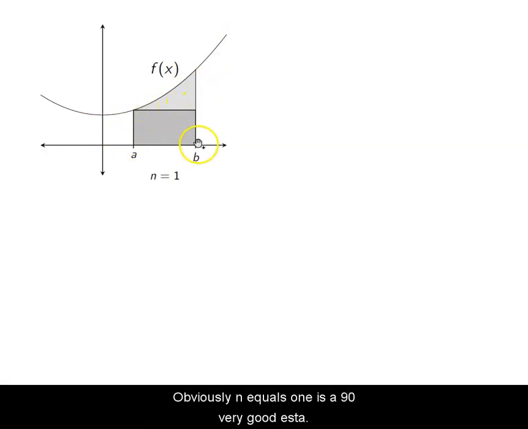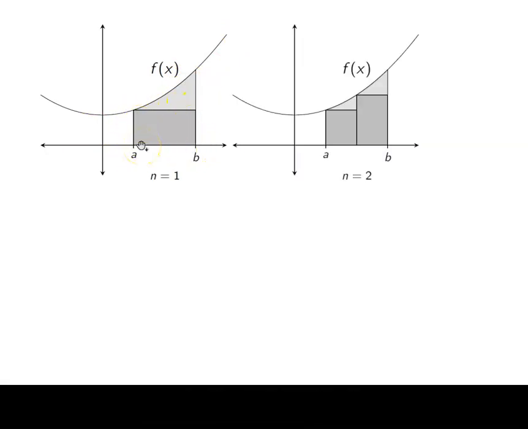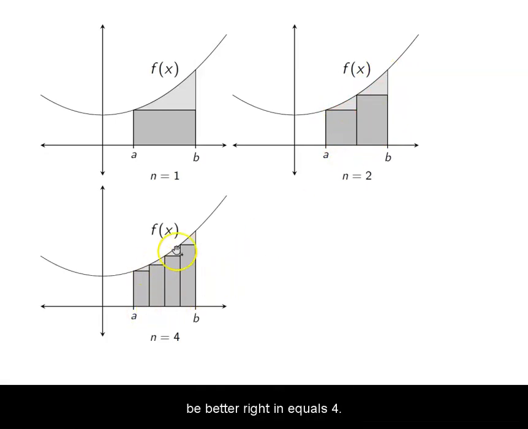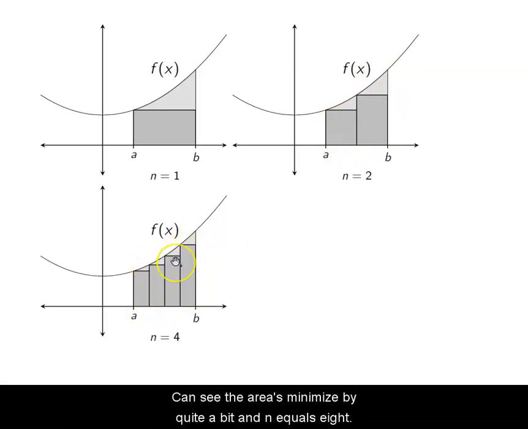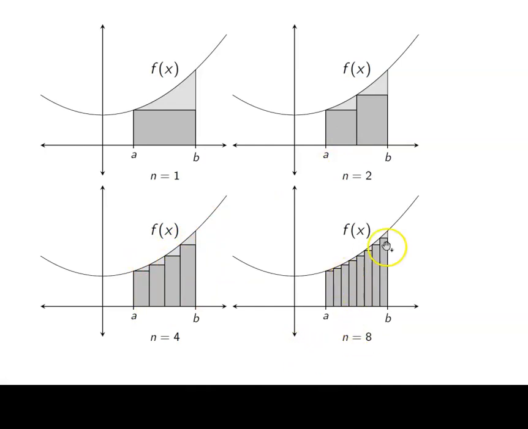Obviously, n equals 1 is not a very good estimate. N equals 2 is much better. As you can see, the dark shaded region is much closer to the full area under the curve. Obviously, if we have more, it will be better, right? N equals 4, you can see the error is minimized by quite a bit. And n equals 8, the estimate is much better, right?